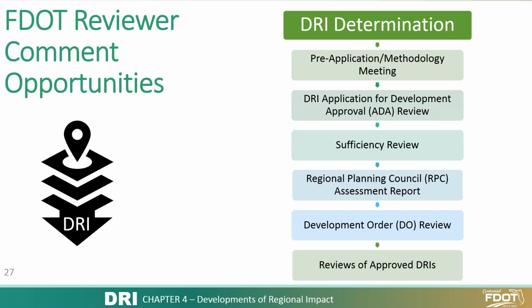Now, during this process, there are several opportunities for FDOT reviewers to make comments and to coordinate to ensure that all potential transportation impacts are addressed and mitigated for the DRI. And these include the DRI determination, which is the binding letter, the pre-application methodology meeting, the ADA review we were just speaking of, sufficiency review, the RPC assessment report, the development order review, or the DO, and reviews of approved DRIs.